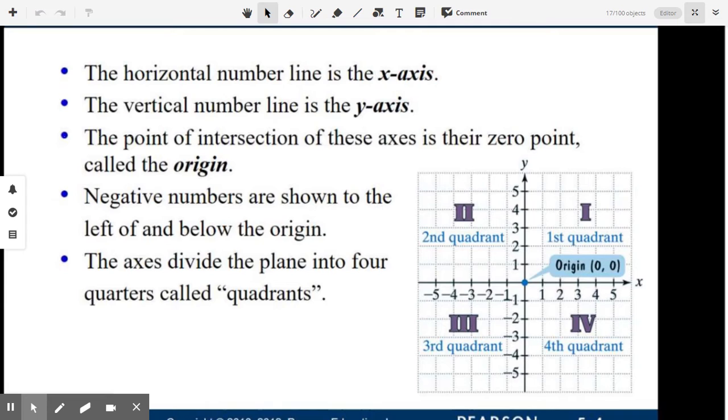Positives go to the right, negatives go to the left. The vertical axis is the y-axis. Positives go up, negatives go down. Right? Where they cross there at the center at 0, 0 is the origin. And then you have been taught the quadrants before. The first quadrant is upper right, and it moves around counterclockwise, second, third, and fourth quadrants.